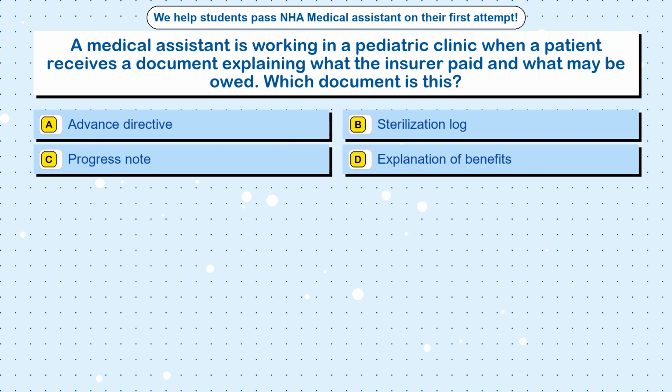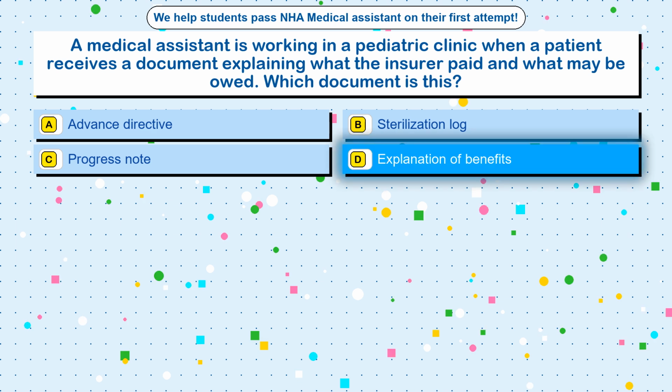Question 42. A medical assistant is working in a pediatric clinic when a patient receives a document explaining what the insurer paid and what may be owed. Which document is this? Option A, Advance Directive. Option B, Sterilization Log. Option C, Progress Note. Option D, Explanation of Benefits.